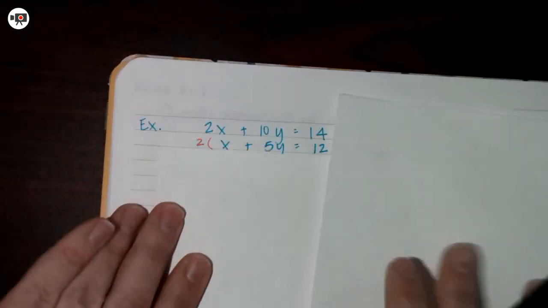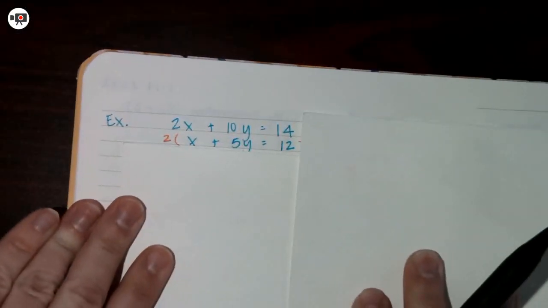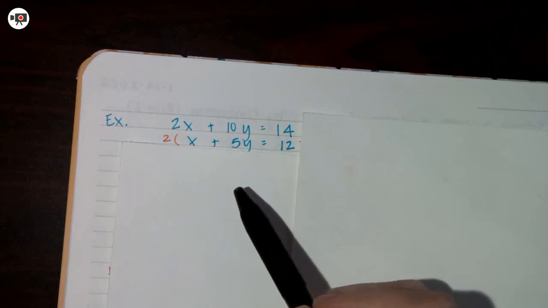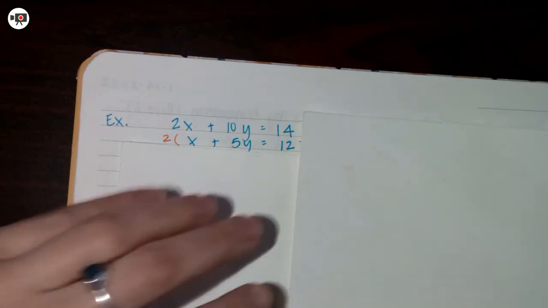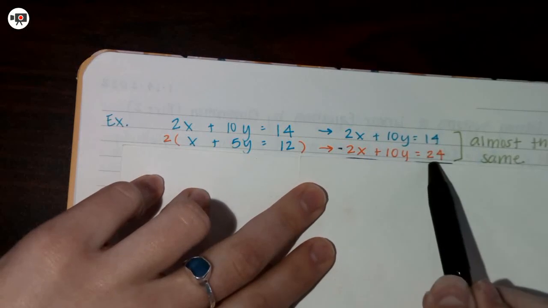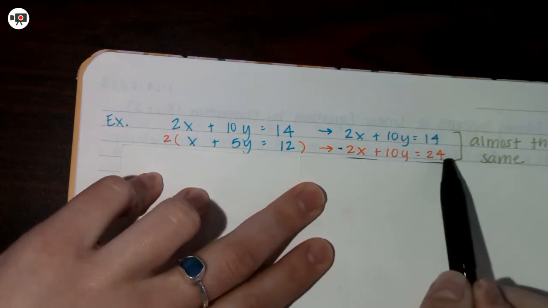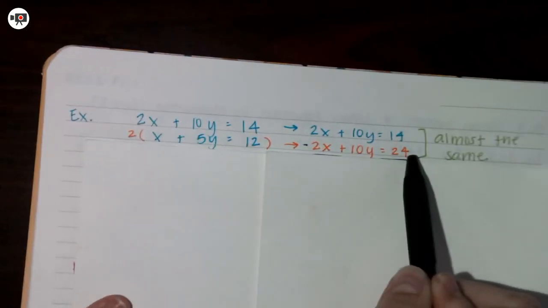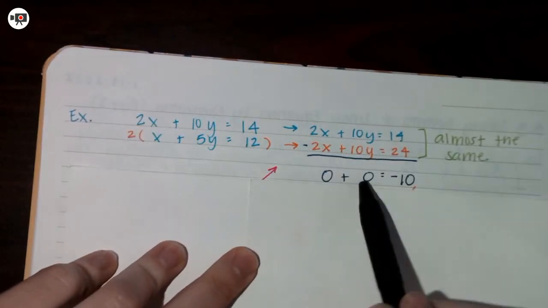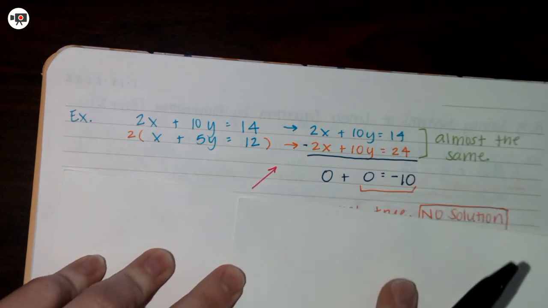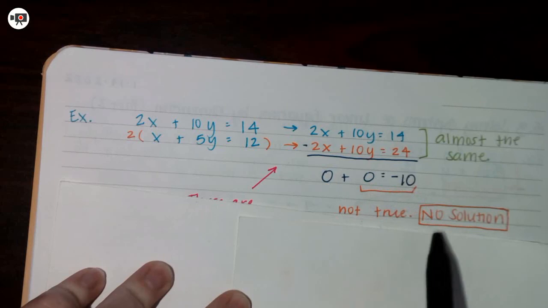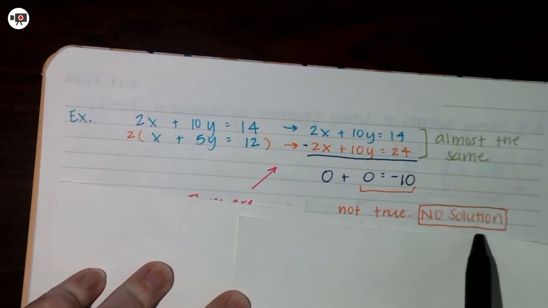Now for this last one, I have 2x plus 10y equals 14 and x plus 5y equals 12. If I multiply equation 2 by 2, I will get 2x plus 10y equals 14 and 2x plus 10y equals 24. These are almost the same equation. Almost, but not quite. So if I subtract them, I will get 0 plus 0 equals negative 10. That is not true. So 0 never equals negative 10, so we have no solution.